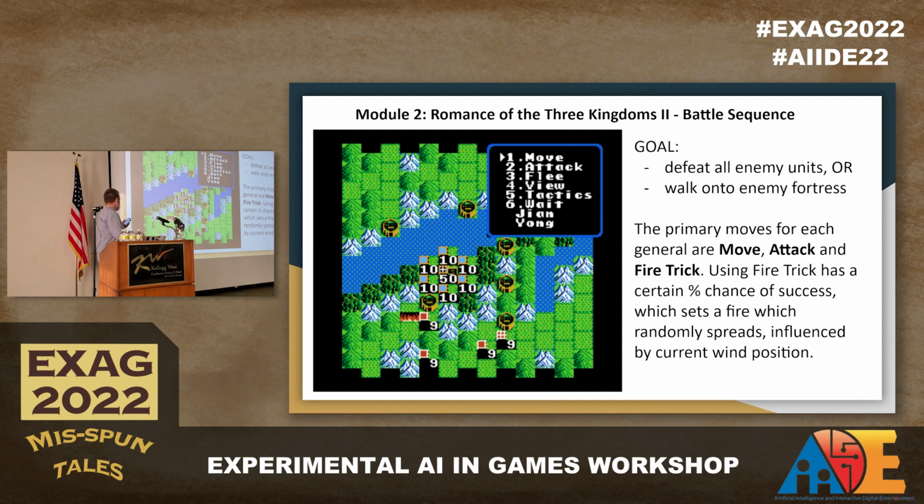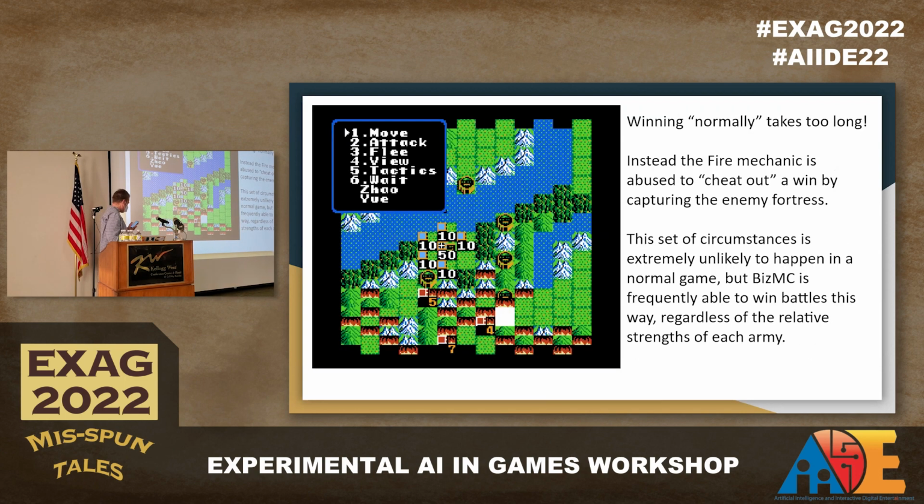Using fire trick has a certain percent chance of setting a fire, which in subsequent turns randomly spreads across the map, influenced by wind direction. So here's an example of it being all over the map again.